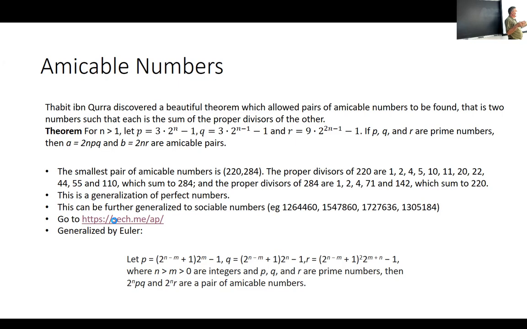So have people heard of GIMPS? Right, that's the search for Mersenne primes. This is a similar kind of thing. At the moment they've found all amicable pairs such that the smallest number is less than 10 to the 20. And the next stage is looking for numbers less than 10 to the 21. So anyway, it's an interesting little project.